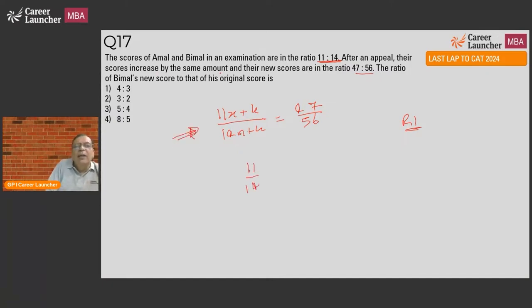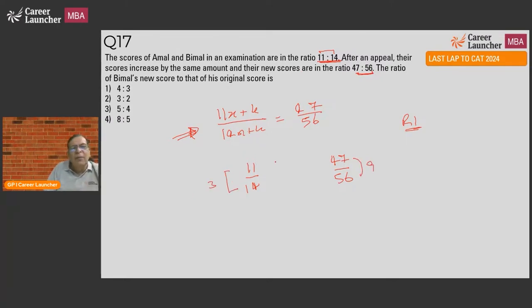Their scores increase by the same amount and their new scores are in the ratio of 47:56. So, if the scores have increased by the same amount, will not the difference between the two remain the same? Whatever the difference of the original scores, the difference in the new scores should also be the same, because both the scores have gone up by the same amount. So what is this difference? 9.